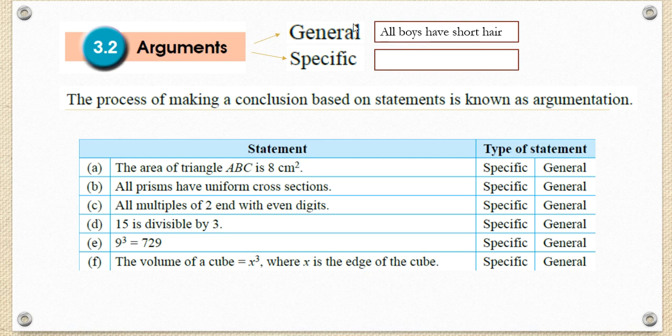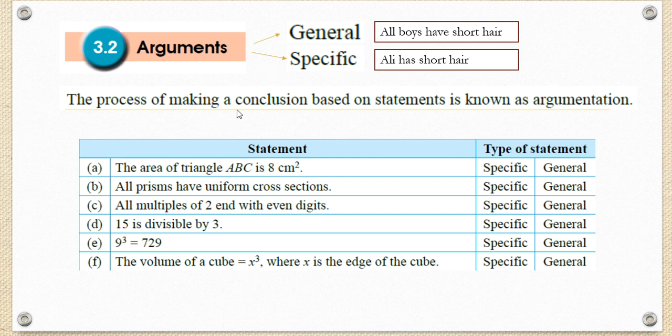I'm going to give you a very simple example. A general argument means generally all boys have short hair. This is a general statement. How about specific? Specific means you label one of the boys. Let's say Ali has short hair. This is very specific because it's not all the boys who have short hair, but Ali has short hair. If you give them a name, it's specific.